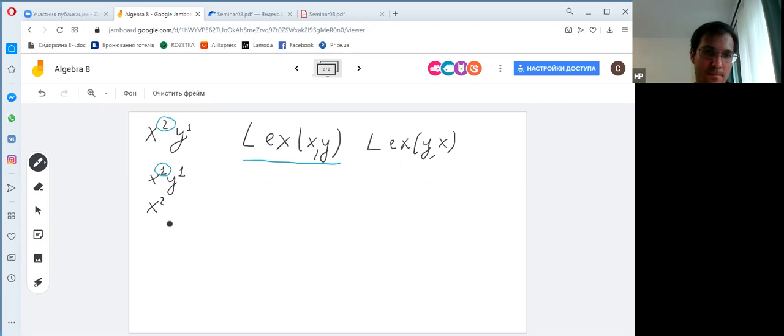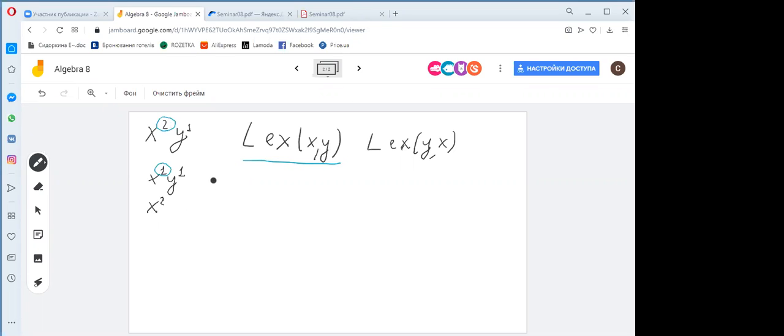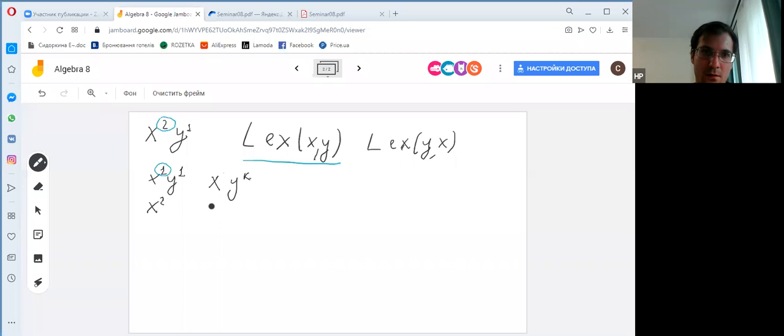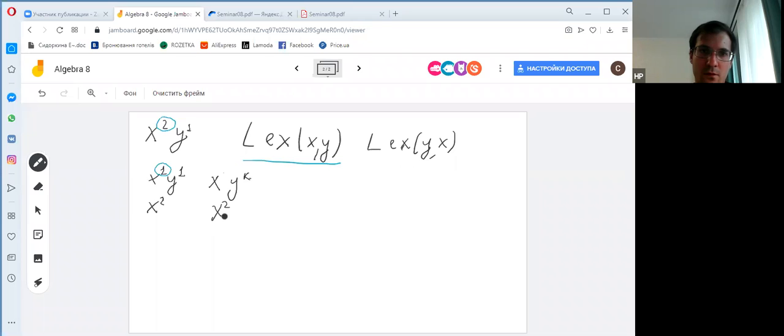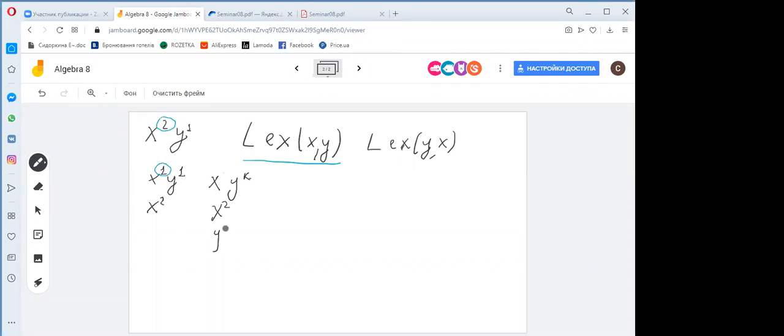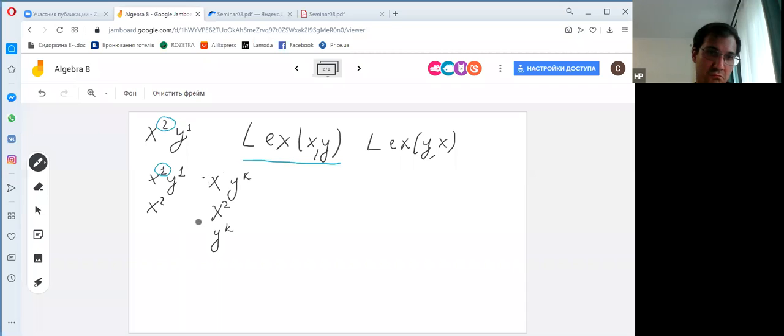Well, x to the first and any degree of y, and x squared without any y. And one more kind: y to any degree, y to the k. Okay, this is all monomials which are smaller than x squared y in the first order.